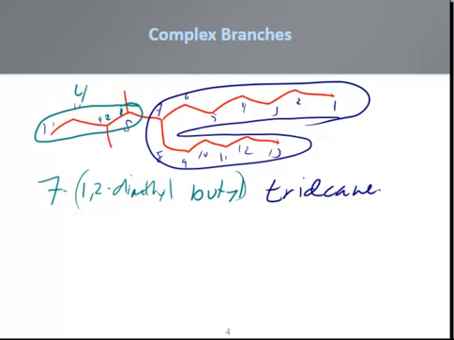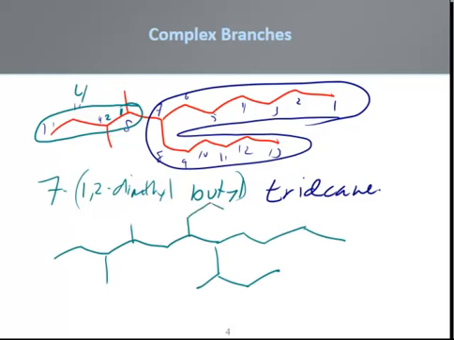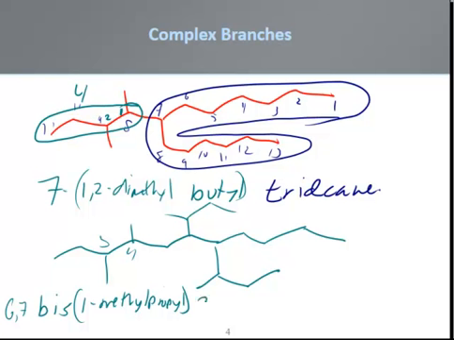There are a couple of examples I can give you, and so one of them might be this one. So one of the clever things we can do, and one thing I should tell you, is that if you have more than one of the same complex branch, instead of using the prefix di or tri or tetra, we use the terms bis, B-I-S. So in this case, 3, 4, this would be 6,7-bis(1-methylpropyl)-3,4-dimethyldecane.